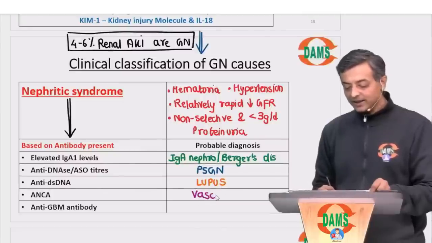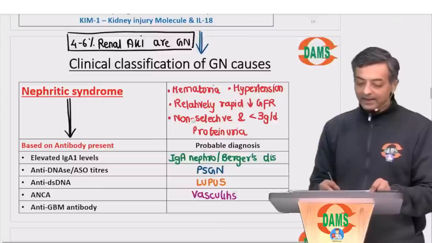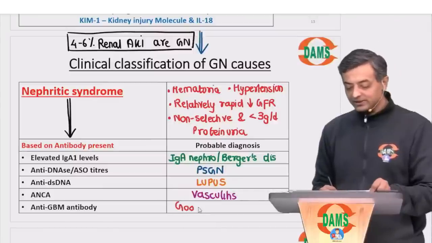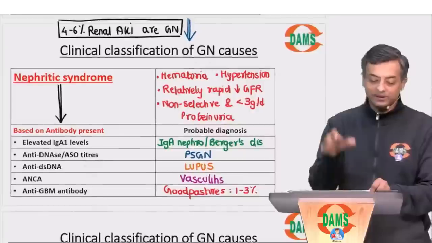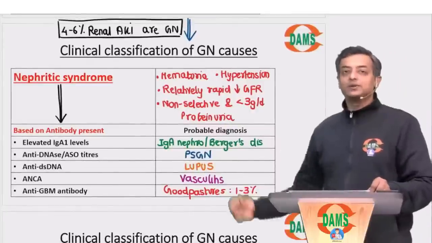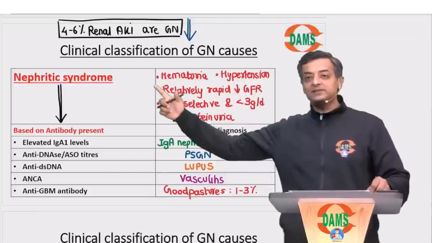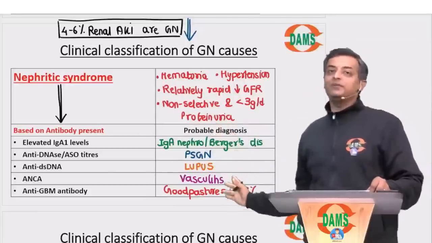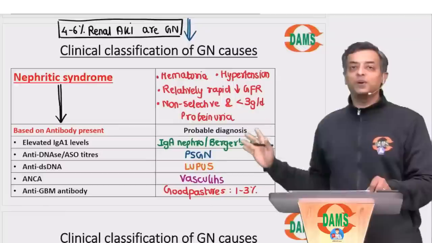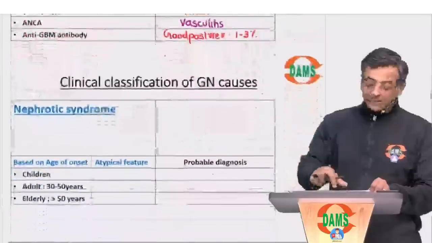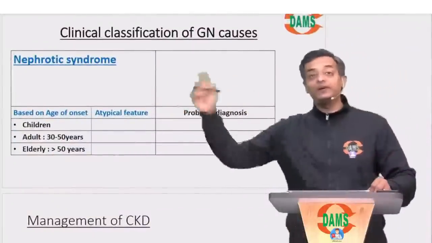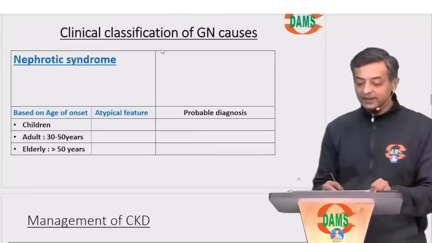ANCA positive is vasculitis. And anti-GBM positive is Goodpasture syndrome, which is luckily the least common cause of nephritic syndrome. So take it one by one. So in the MCQ, if nephritic syndrome is given, please look at the antibody. That will tell you what is the probable cause of the glomerulonephritis.